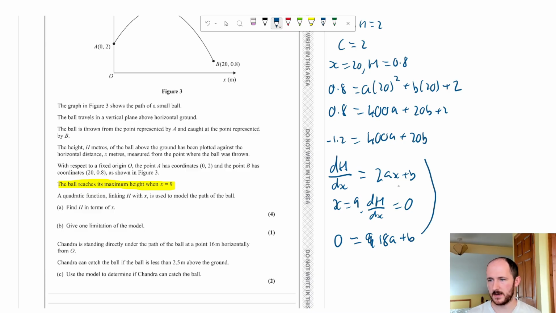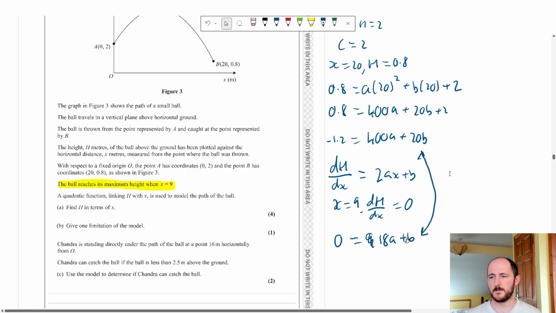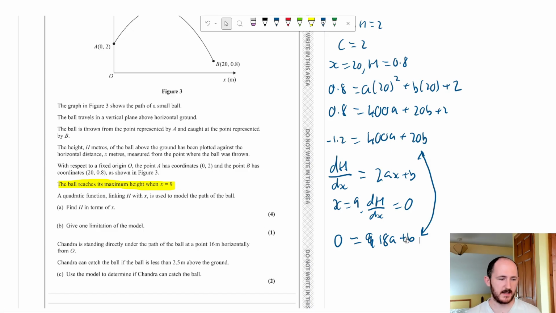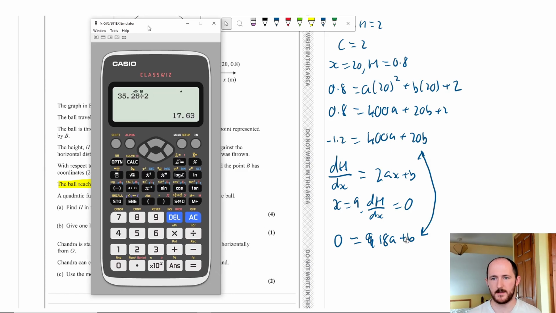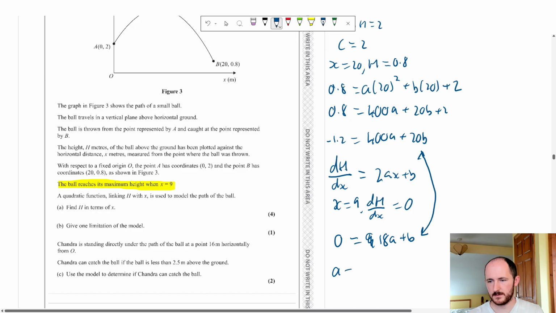So now we have a simultaneous equation between these two. You can just use the calculator to solve simultaneous equations, so I'll show you how to do that, because it doesn't say about not using a calculator. Simultaneous equation, number of unknowns is 2, so all you need to do is make sure that x is consistent. So I'm going to say that a is x. So in the first equation we have 400 plus 20y, which is b in this case, equals minus 1.2. And the second equation we have 18 plus 1 equals 0. So that means x, which is a, is negative 3 over 100.